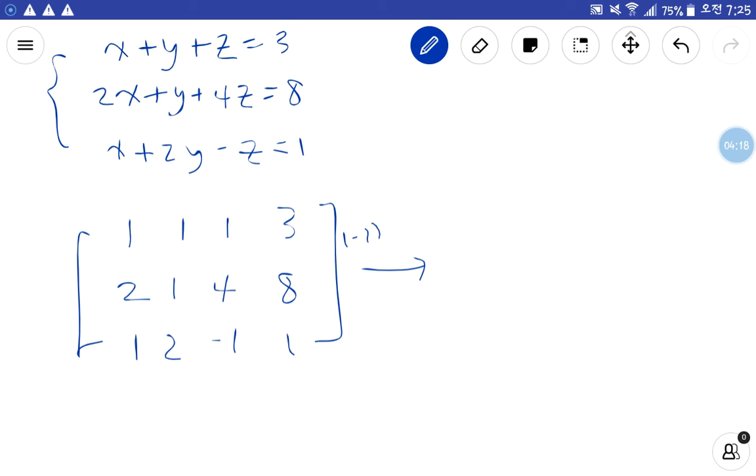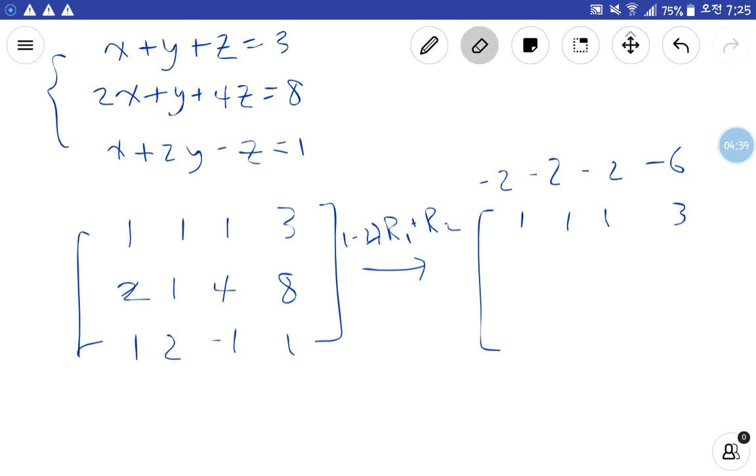I would do negative 2 times R1 plus R2 so that I can cancel my 2 out. If I multiply negative 2 on my first row, that would be negative 2, negative 2, negative 2, negative 6. After that, you add it with the second row so that you can cancel that one out. So 2 plus negative 2 becomes 0. 1 plus negative 2 becomes negative 1. 4 plus negative 2 becomes positive 2. And 8 minus 6 becomes 2. Now I'm going to keep everything here.